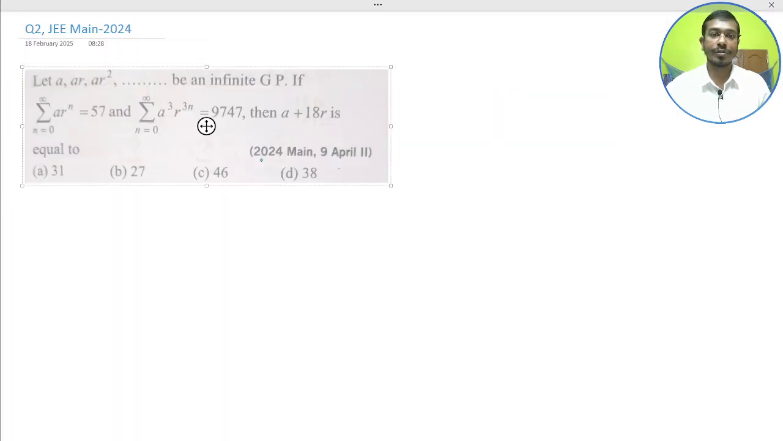Next question, another recent question from JEE Main 2024. It says: let a, r be an infinite GP. If the summation of a r to the power n is equal to 57 and the sum of a cube r to the power 3n is equal to 9747, then a plus 18r is equal to what? This is an MCQ. Try yourself first and give me feedback.